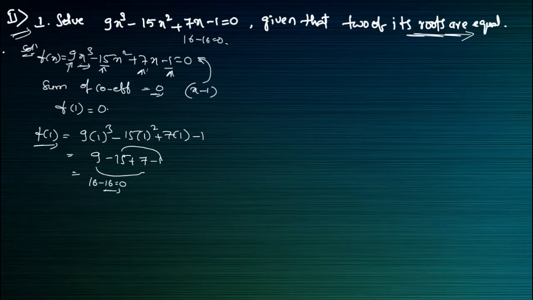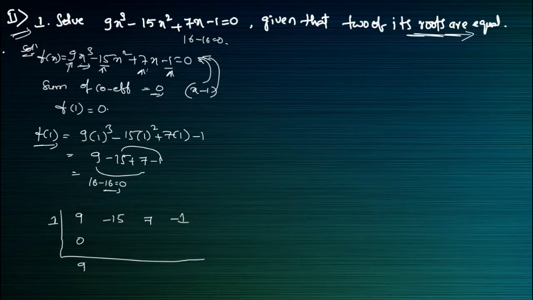So if x minus 1 is a factor, the other factors we can find like this: 9 and minus 15 and 7 and minus 1. I will take 1. 9 comes down, 1 times 9 is 9. Minus 15 plus 9 is minus 6. 1 times minus 6 is minus 6. Then 1 remains, 1 plus 1 comes 0.